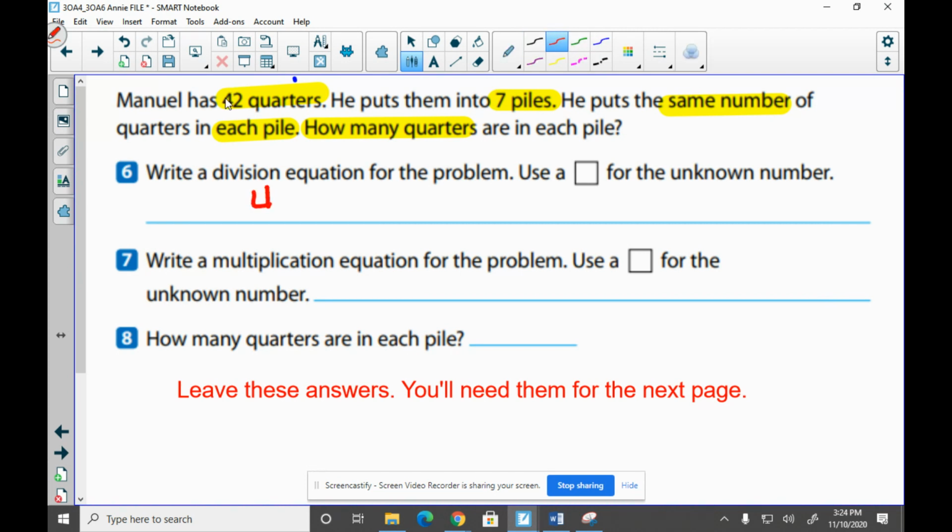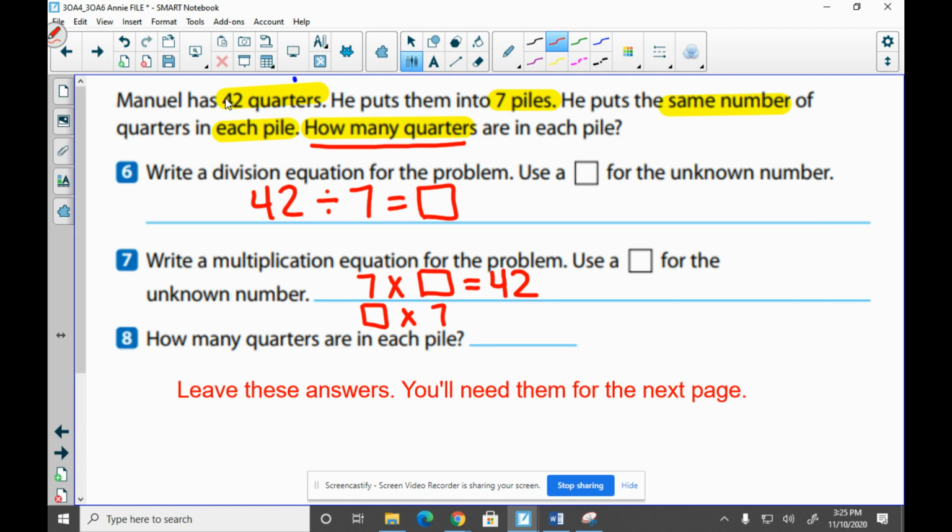Remember, division sentences need to start with the total. 42 divided by 7, that's my number of groups. That's what I'm trying to figure out. The unknown is the part I'm being asked to solve for. So that's 42 divided by 7 equals box. A multiplication equation, I would say 7 times some number gives me 42. If I make 7 piles or 7 groups, and I'm going to count out 42, I don't know how many is going to go in each group yet. Also, remember you can write it the other way if that's what you have put down.